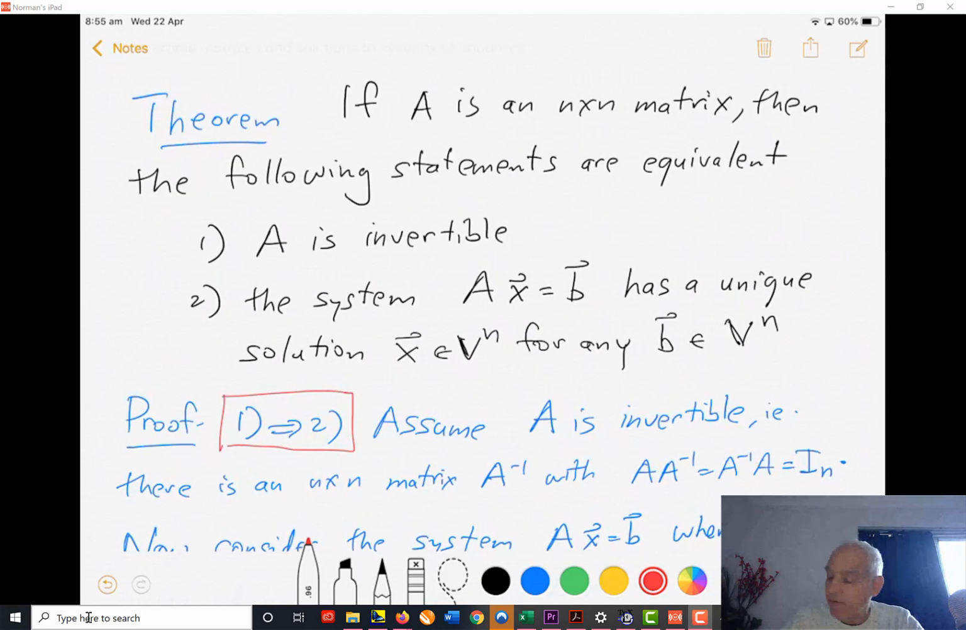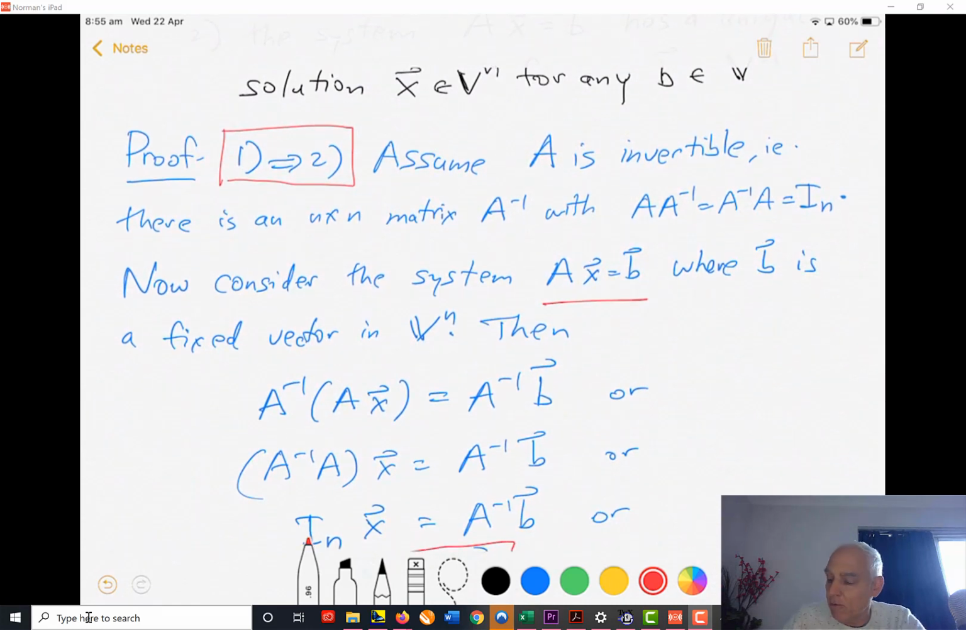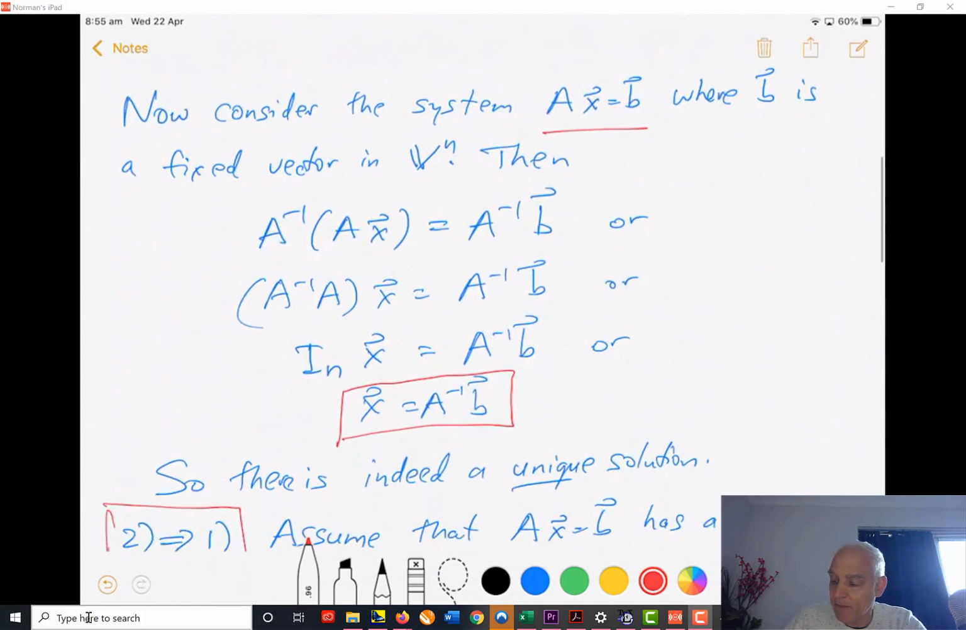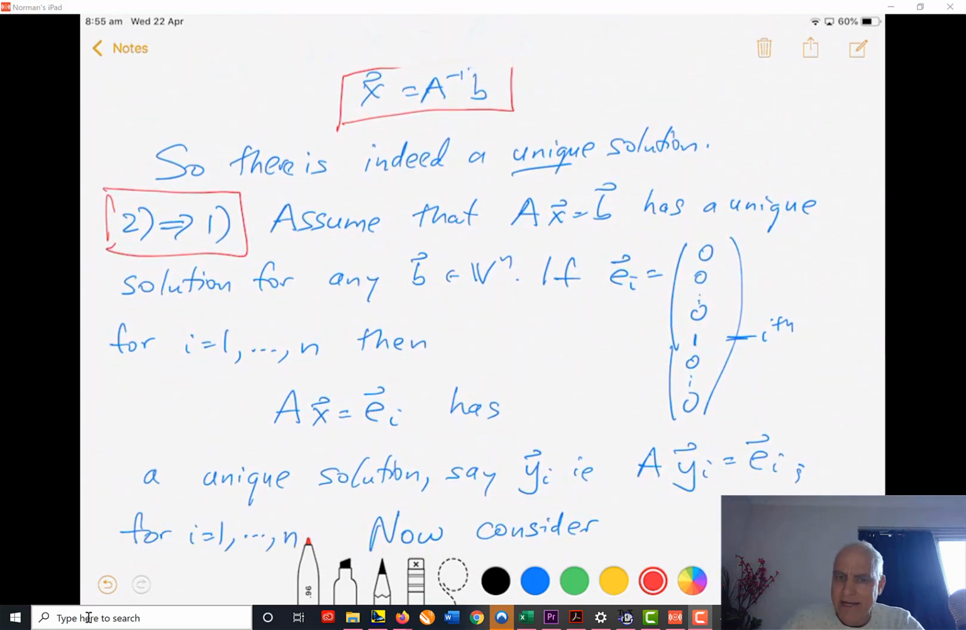So showing that 1 implies 2 was relatively simply done, assuming that A is invertible. We just have an inverse matrix, and then we're able to multiply both sides of that relevant equation to actually solve for x. Now, to get from 2 to 1, we're assuming that AX equals B has a unique solution, and then we did something that conjured up, well, not exactly an inverse, but at least a right inverse for the matrix A.